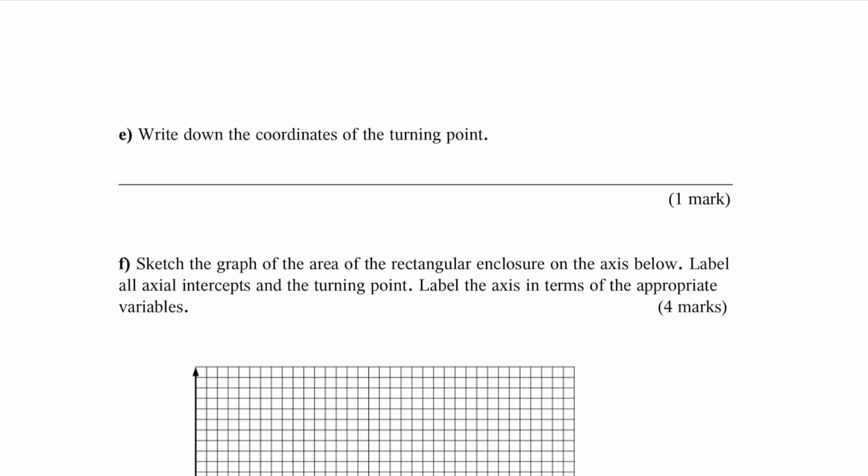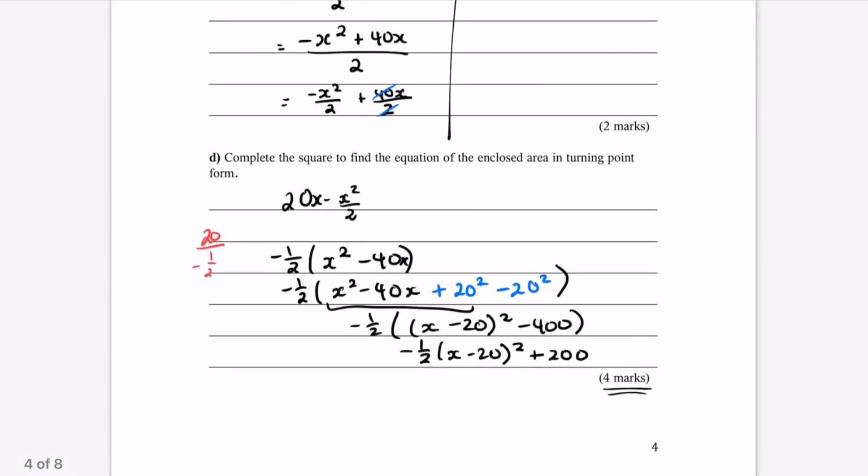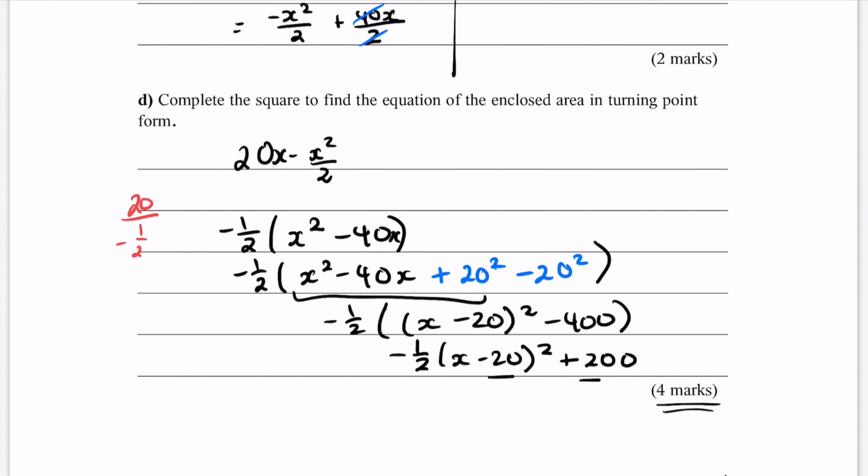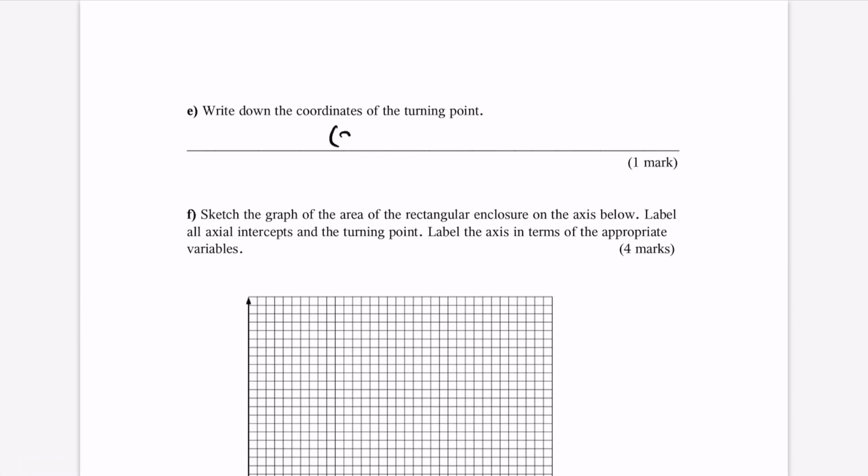All right, then it asks us to write down the coordinates of the turning point. So that's H and K. So that's going to be 20 and 200.